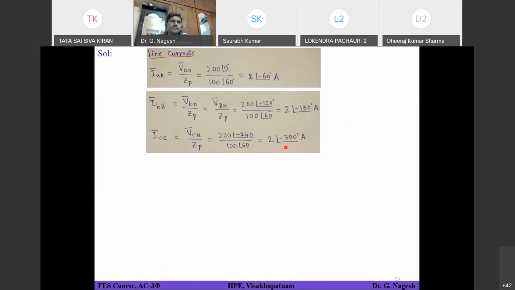So you have found the currents in different parts of the circuit and voltages in different parts of the circuit. Next, they have asked to find out the total power consumed by the load. So try to calculate that.